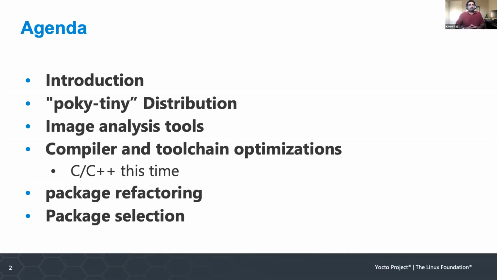which is better at size compression. And then package refactoring. As you know, we have package configs in Yocto, and so essentially that's what we're going to cover. And package selection. So package selection is all about, we have alternatives, and making those choices can also help you reduce the size. So that's pretty much the agenda.